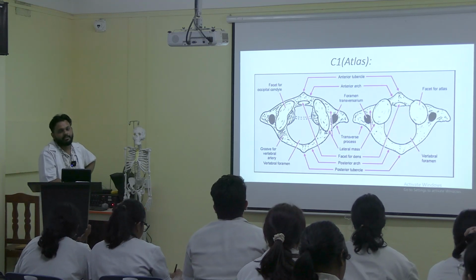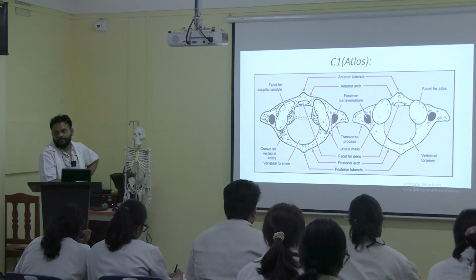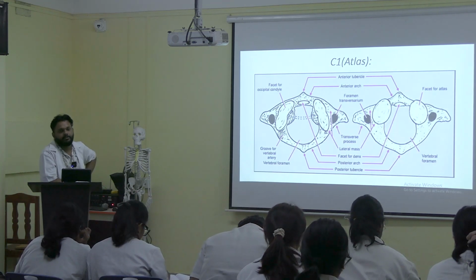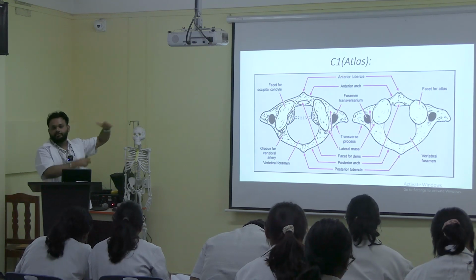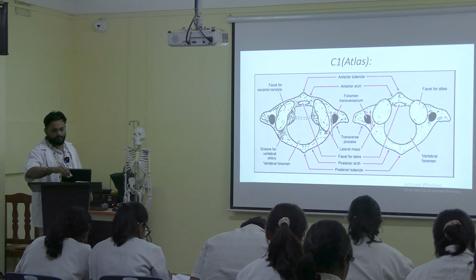Dens is a part of C2. That is the axis. This is a special feature of the C2 vertebra. नीचे के dens आकर यहाँ पर लगता है. This is a facet for dens.